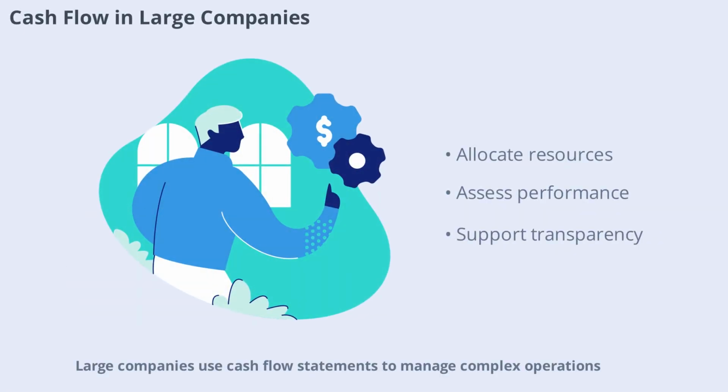Large companies use cash flow statements to manage complex operations, investments, and financing activities. These statements help executives allocate resources, assess performance, and communicate with stakeholders. Accurate cash flow reporting supports transparency and accountability at every level.